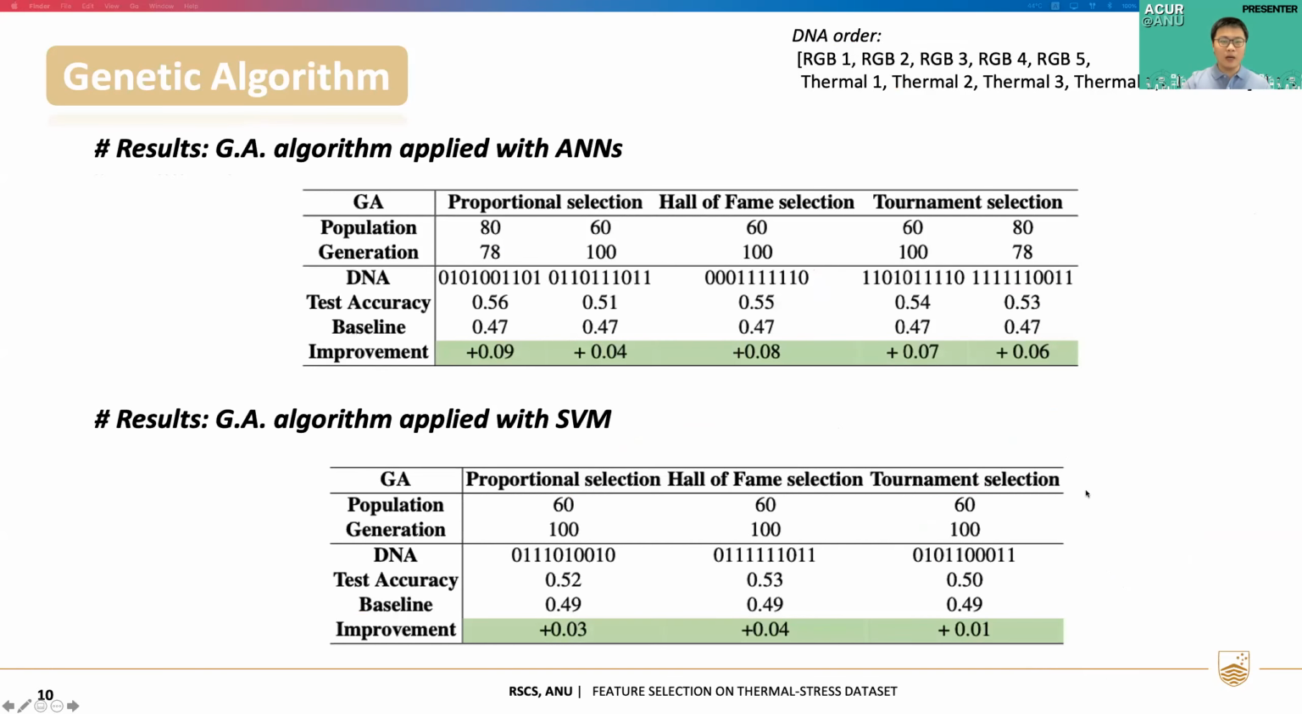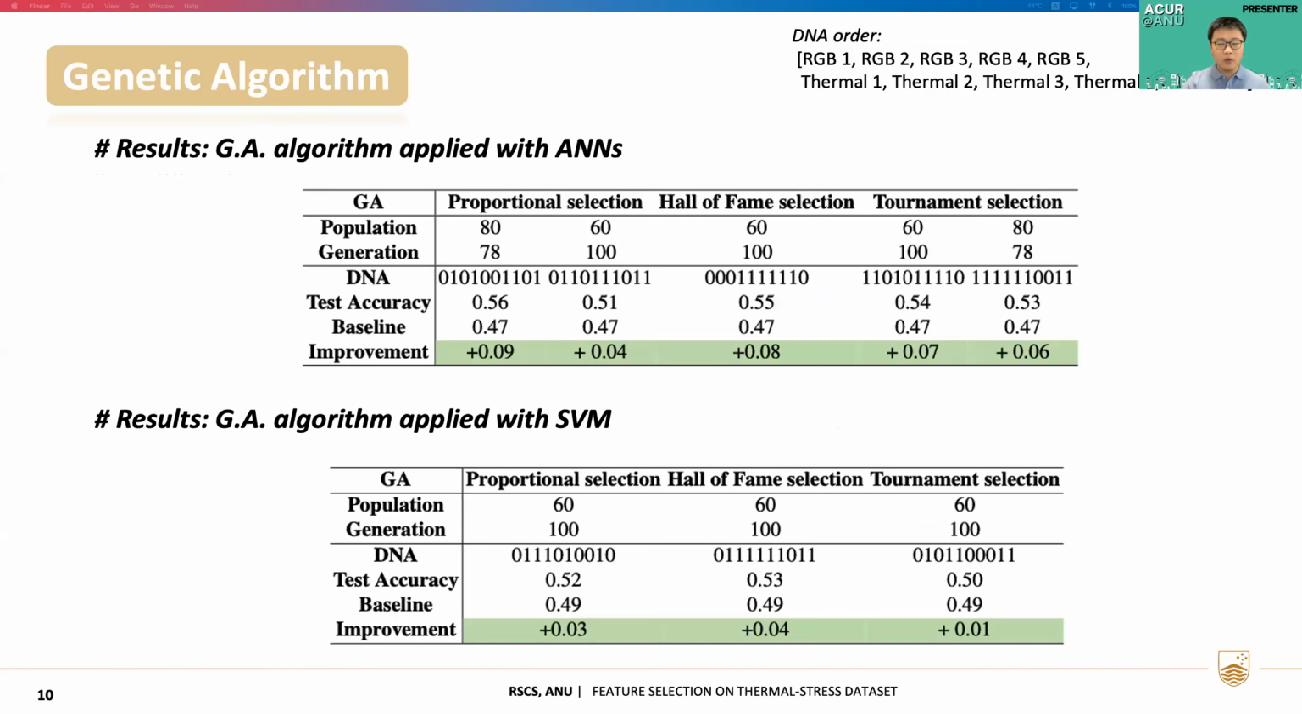The results of applying the genetic algorithm in feature selection are shown in these 2 tables. The genetic algorithm applied with an artificial neural network has a large improvement in the test accuracy, which achieves 90% accuracy at maximum. Besides, the genetic algorithm can also improve the test accuracy of the support vector machine to 80% as well.